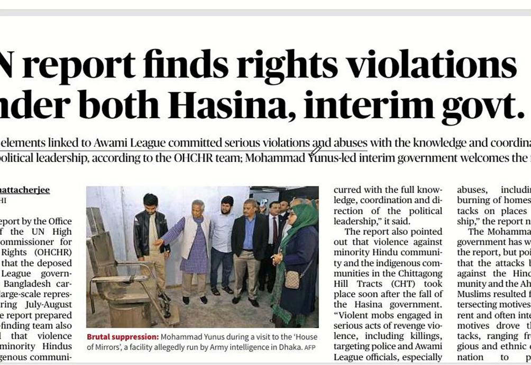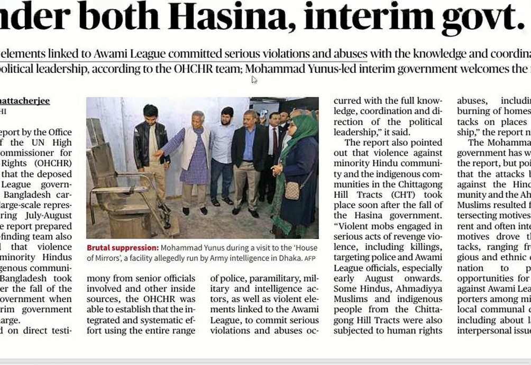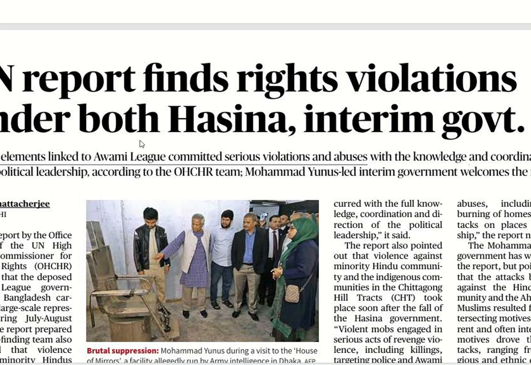There is also one more topic I added here. Whatever happened in the neighborhood country, Bangladesh, the UN report found violations, and about Hasina and the interim government. In Bangladesh, that violation is very obvious because their minorities are treated badly by the majority, and a number of problems are ongoing right now.